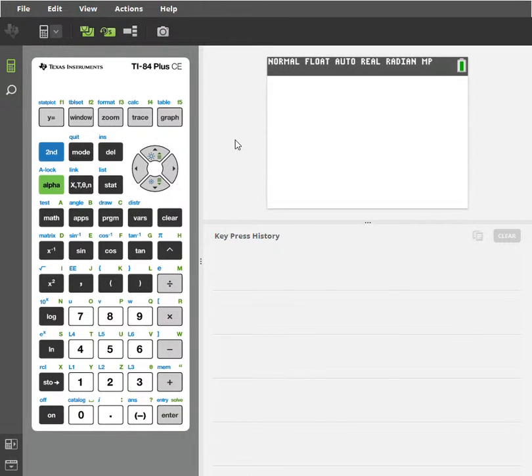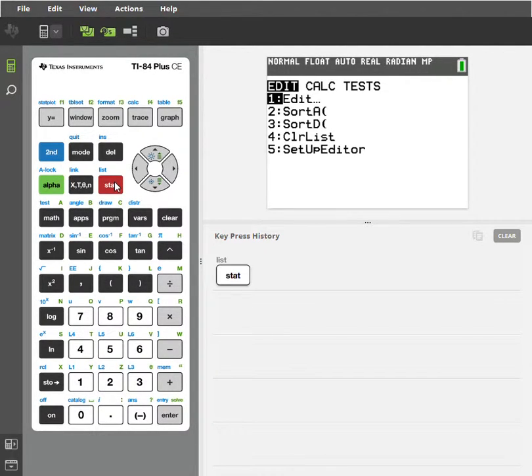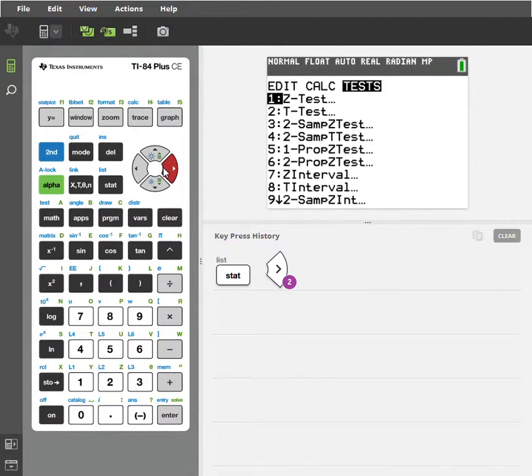All right, let's go ahead and use our TI graphing calculator to conduct a hypothesis test about a population mean where we know the population standard deviation. So this is a stats class. Our favorite button is the stat button. We are conducting a hypothesis test, so we arrow over to tests.